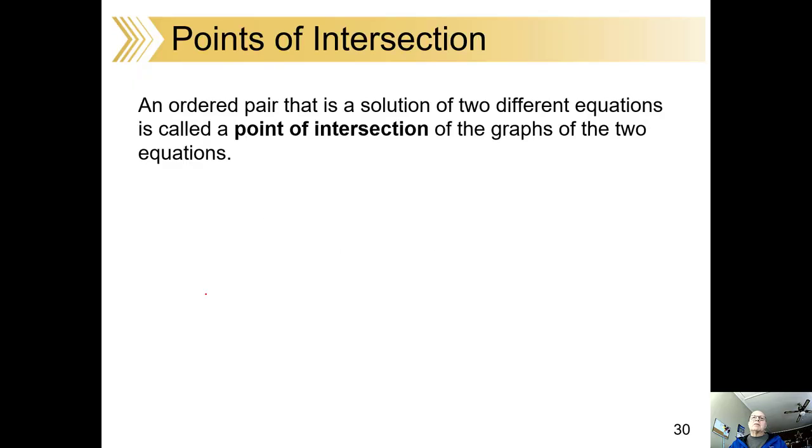Points of intersection. So now we're talking about having two different equations. Of course, if they're the same equation, that's sort of silly. They have all their points the same. For two different equations, the point of intersection is where the two equations have the same x and the same y, satisfying both equations.